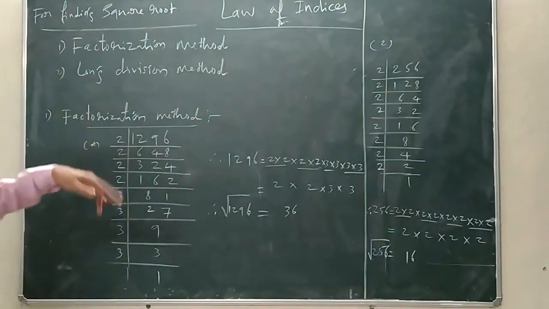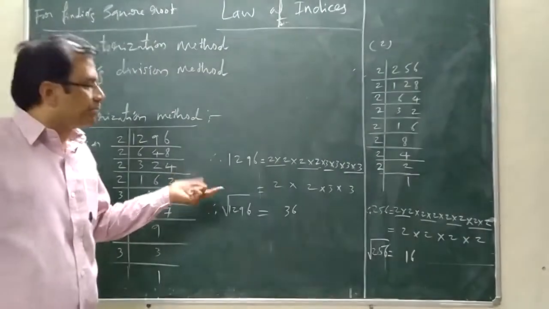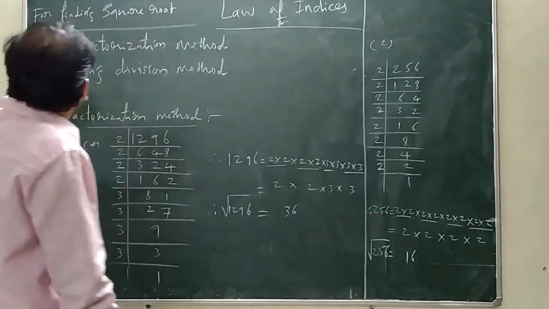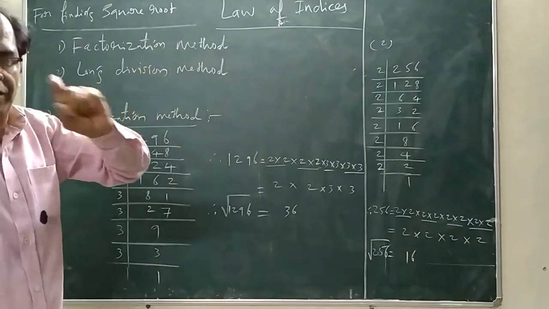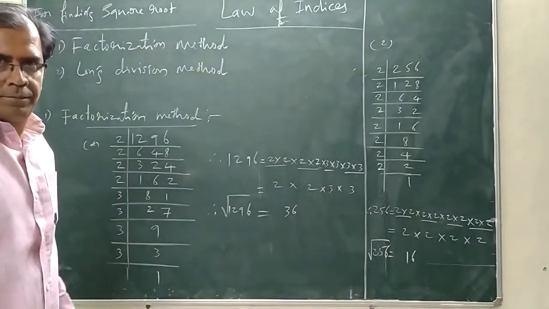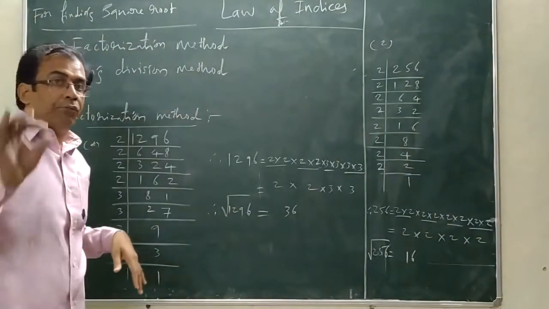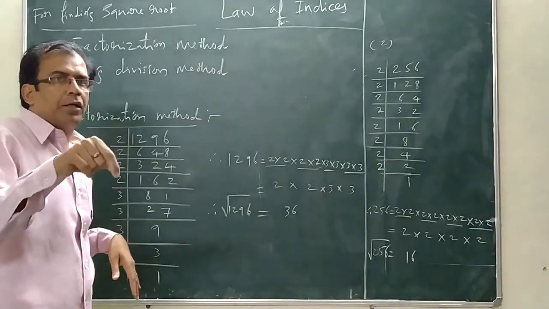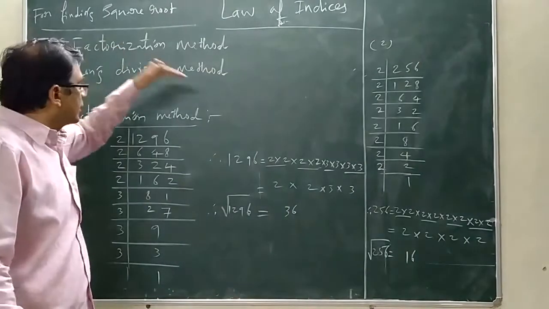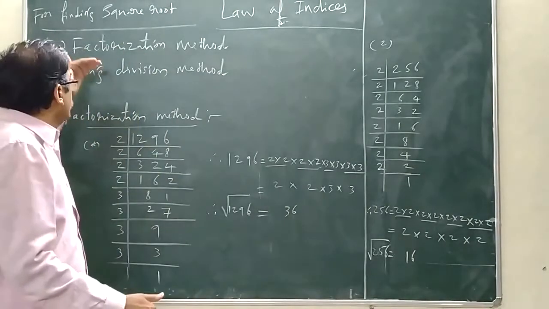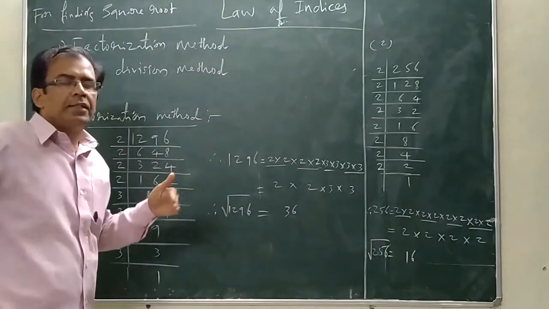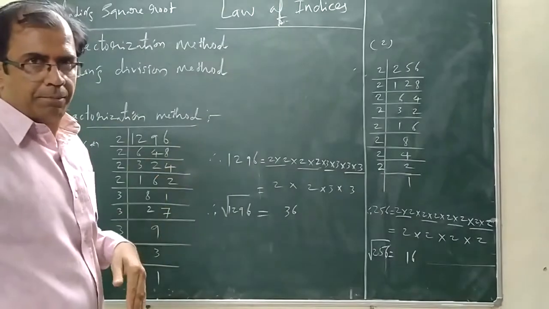We have explained 2 examples in this step, that is nothing but called the factorization method. Again I am repeating that the factorization method is nothing but finding the square root of the given number with the help of the factorization method. How do we find it? You just start breaking down the number step by step.